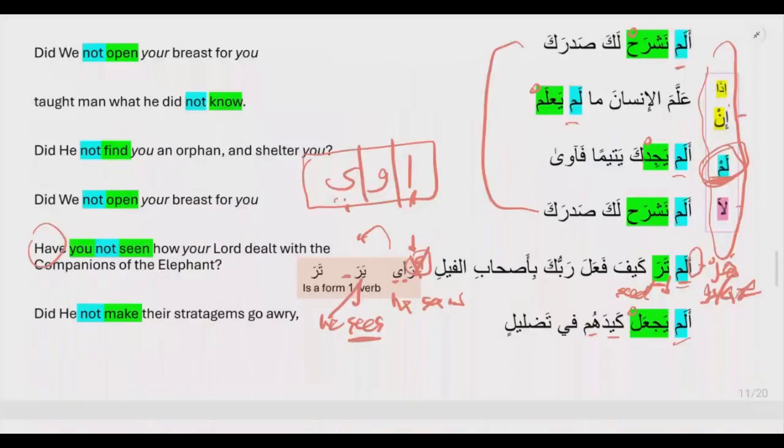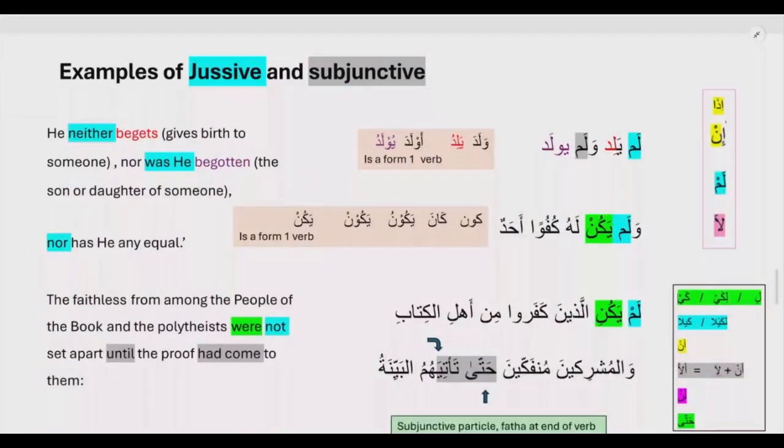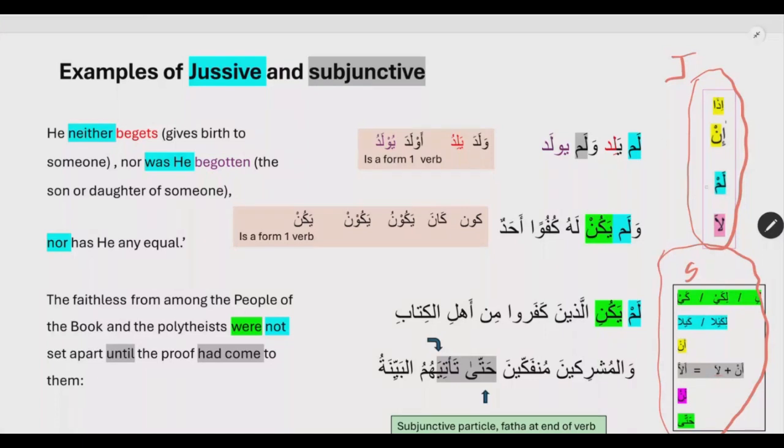particles of the jussive mode. Now I'm mixing the two up. I'm showing you a bit of subjunctive in jussive. So if you can remember these particles, this is the jussive group. This is the subjunctive group. Right? So if you look at this example here, this lam comes from this group here.